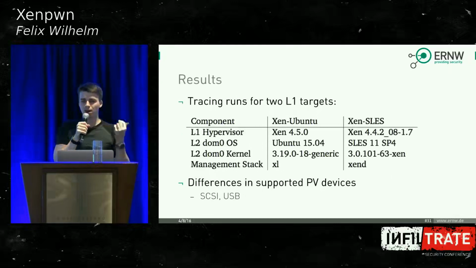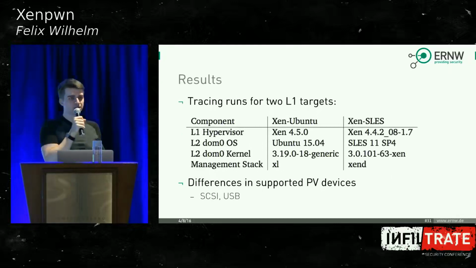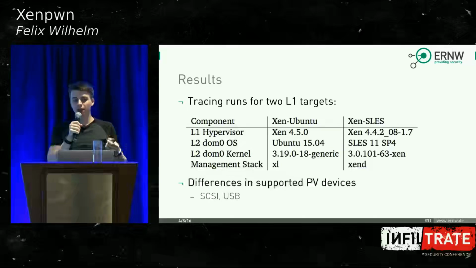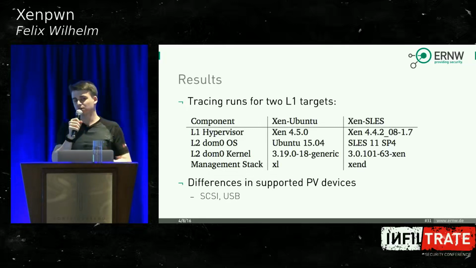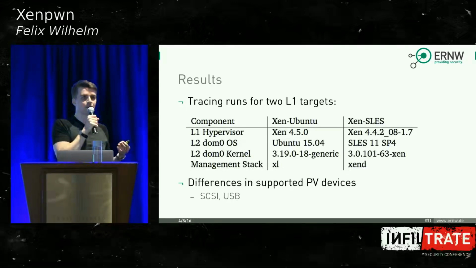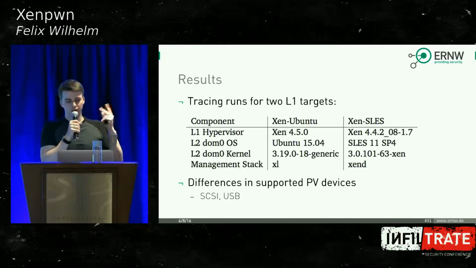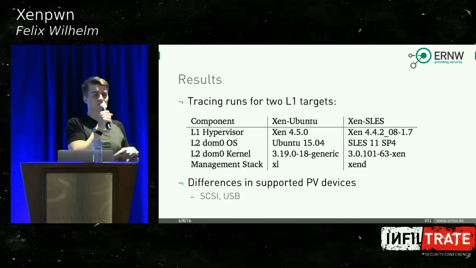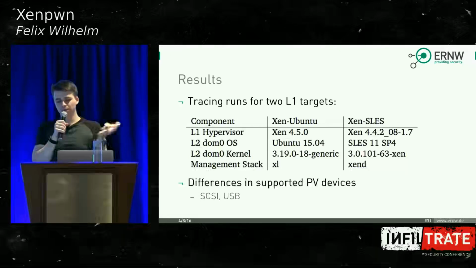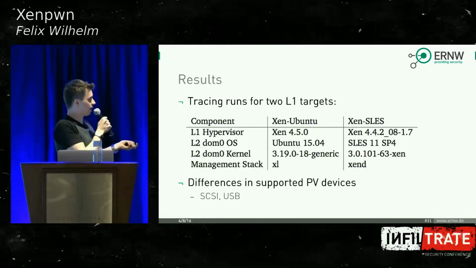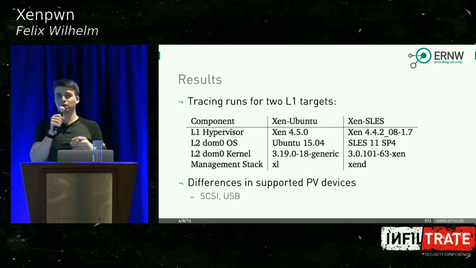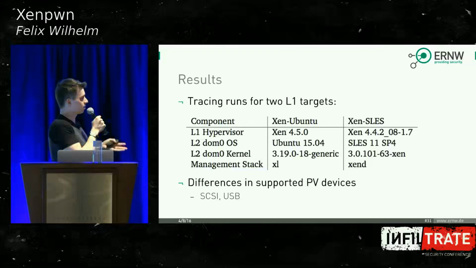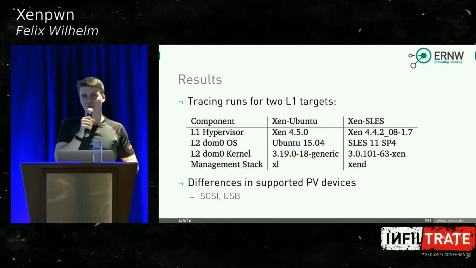So to the results. I basically did two tracing runs, one on a Xenpwn system that runs, at that point in time, the newest version of the Xen hypervisor, Xen 4.5, and then a Xen SUSE Linux Enterprise system that runs Xen 4.4. The reason for these two different target systems is simply that they use a different management stack from Xen, the XL stack and the Xend stack. And this means different support for para-virtualized devices. There are some para-virtualized devices that are only supported under the older Xen version.